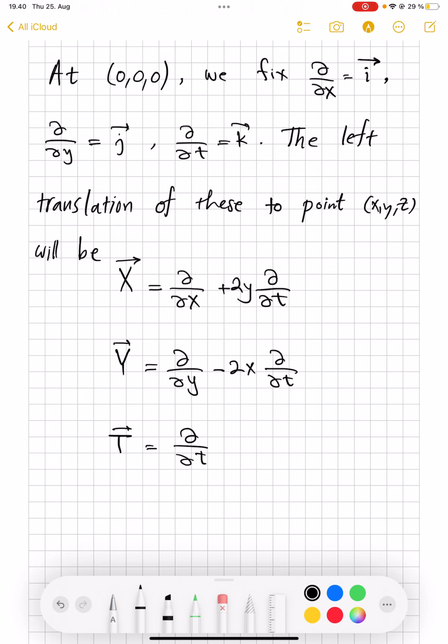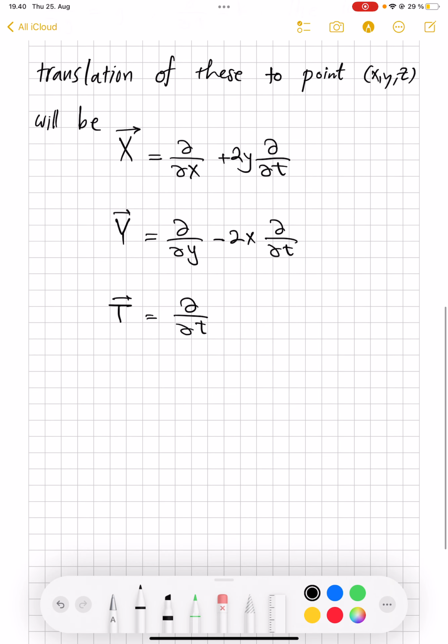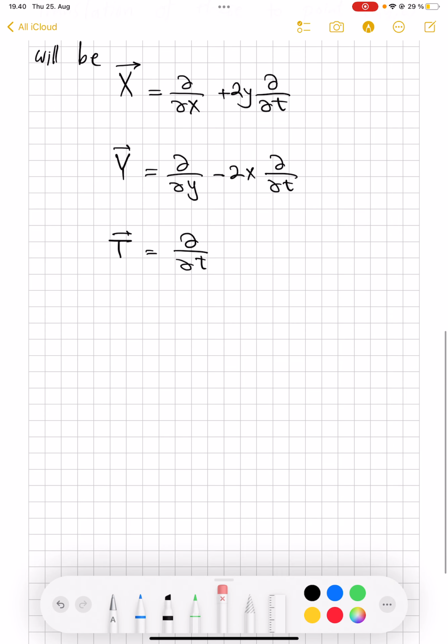So vectors x and y pick up some partial t component, and that changes according to the base point, and you can see that the farther away from the origin you go, you're adding larger and larger vertical direction to these vectors. So let's try to draw some picture here.